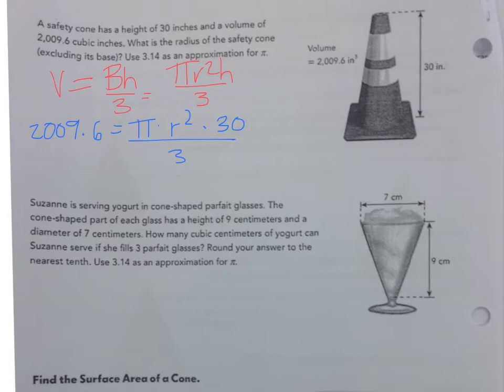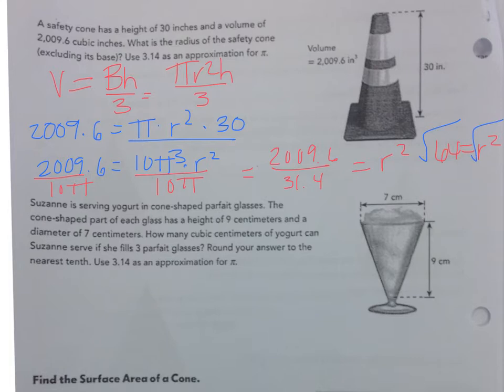Okay, so if I do 30 divided by 3, that gives me 10. So we're going to have 2009.6 equals 10 pi times radius squared. Okay, so now we need to get rid of the 10 pi. So we're going to divide both sides by 10 pi. Now at this point you should plug in 3.14 for pi. So we're going to do 2009.6 divided by 10 times 3.14. So 10 times 3.14 is going to be 31.4. So we're going to have 2009.6 divided by 31.4 equals r squared. And when you do that, you get 64 equals r squared, but we don't want r squared, we want r. So the square root of 64 is 8, so 8 inches is your radius.